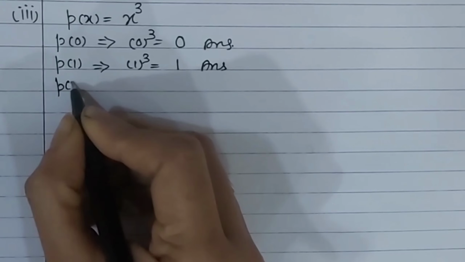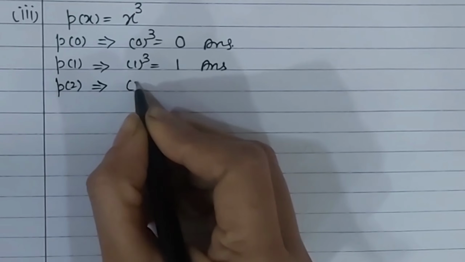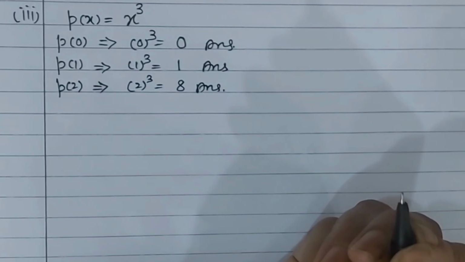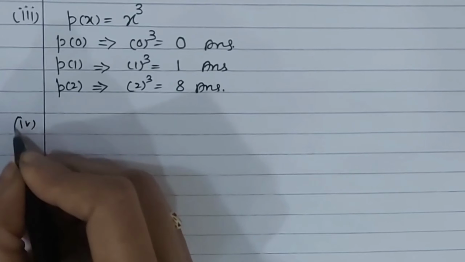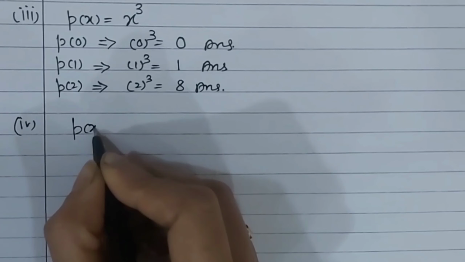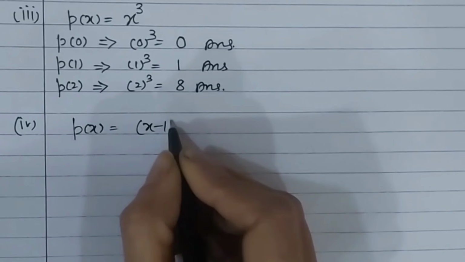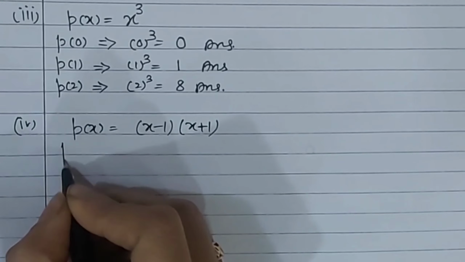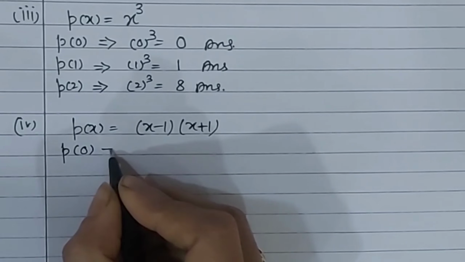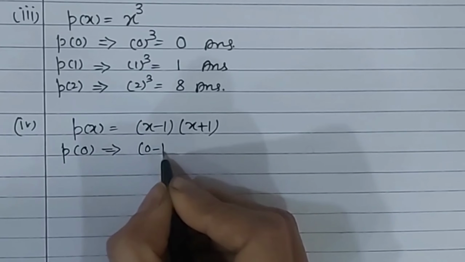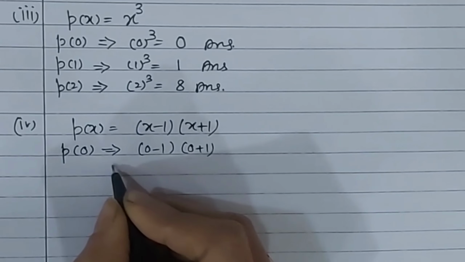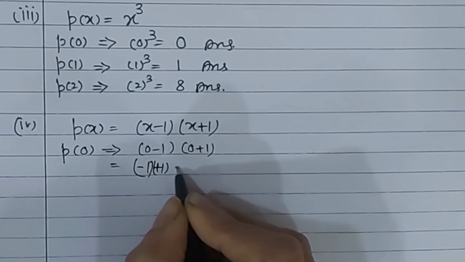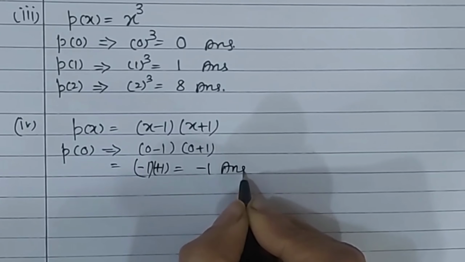And when we put 2 in place of x, 2 cube is 8. So the answer is 8, like this. Last part of this question, p(x) is equal to (x minus 1)(x plus 1) in the factorization form. Here it is written. Okay, so first of all we'll put p(0). We'll get 0 minus 1, 0 plus 1. So minus 1 times plus 1, which is minus 1, the answer.